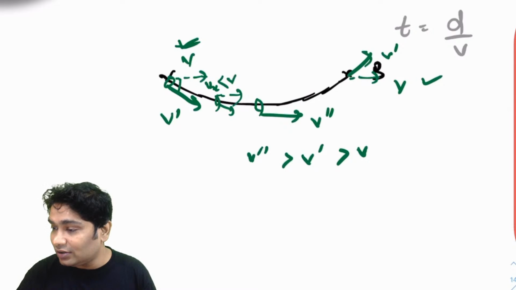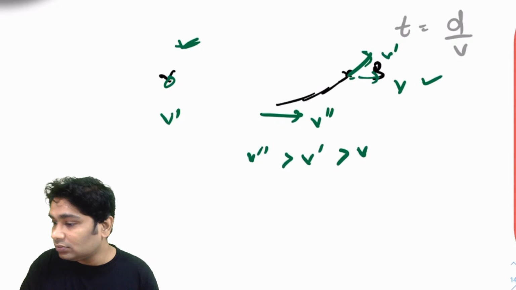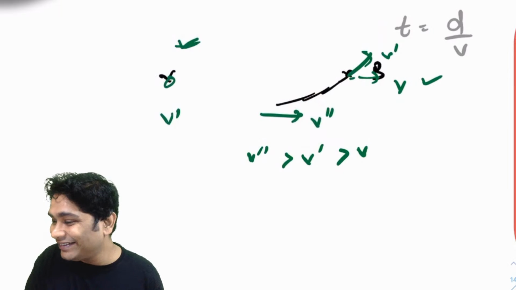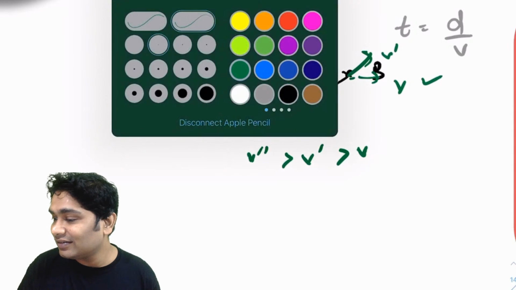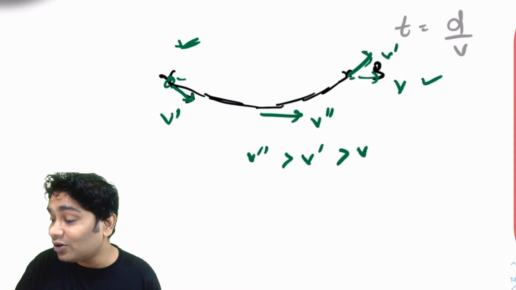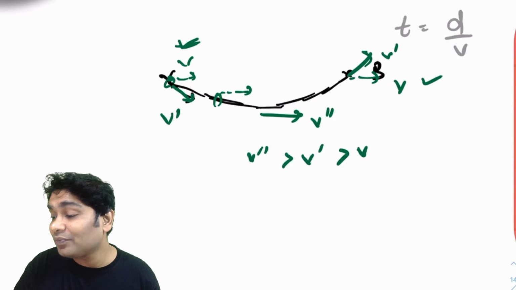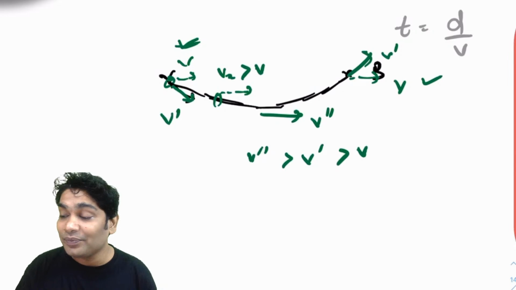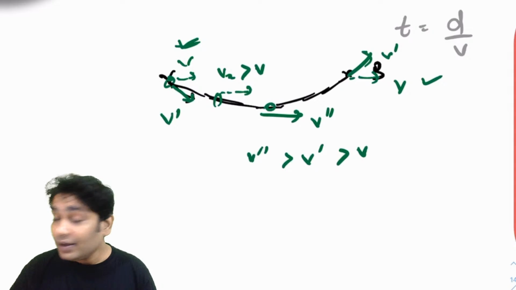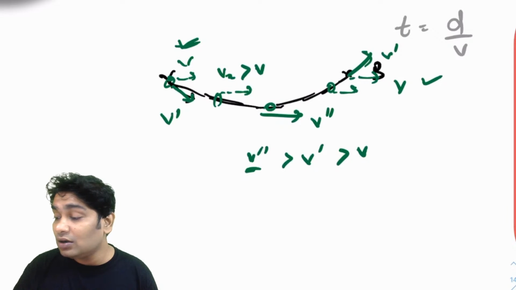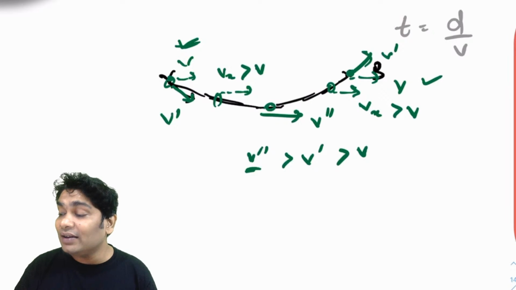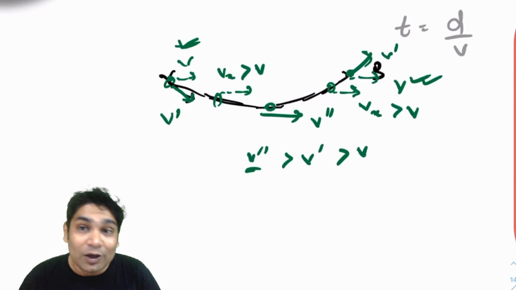Oh, sorry, I have written it the opposite. Wait. So here it was V dash and the horizontal component was V. Anywhere in the middle, the horizontal component Vx has to be greater than V. Here it will be the maximum. Here again, if you talk about somewhere here, it would be smaller than V double dash, but still Vx would be greater than V. Eventually, when it comes to the end, then yes, the horizontal component will go back to being V.